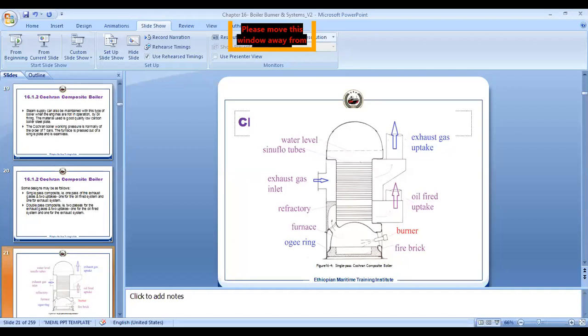No, on board the ship, you're talking about water tube boiler, or you're talking about smoke tube boiler? On board the ship, you'll mostly come across water tube boilers. Here, the Cochran single pass, that is a smoke tube boiler.